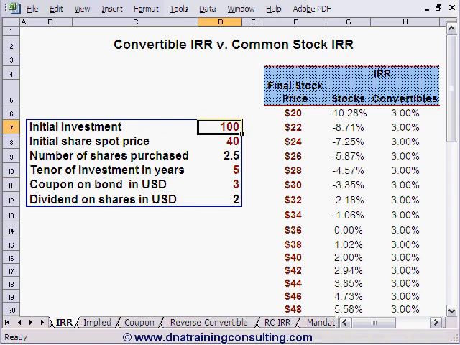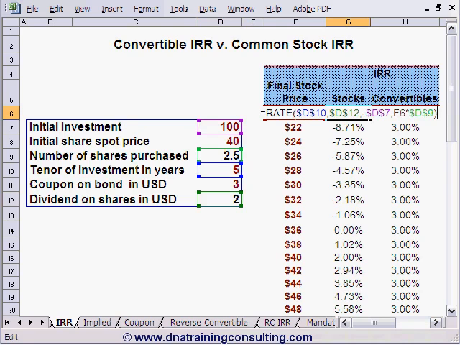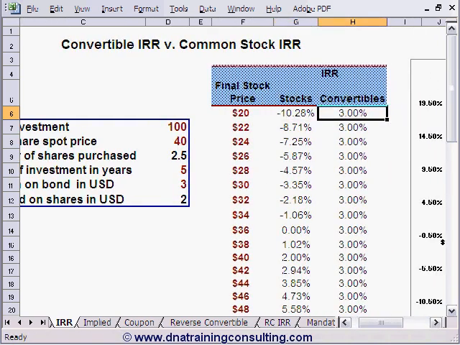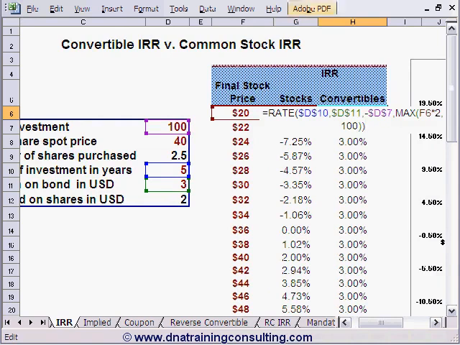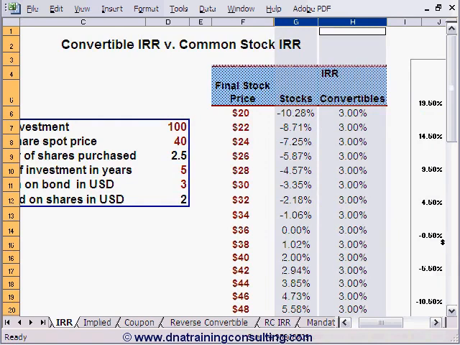Just before we continue, we note that a $100 initial investment would enable the investor to purchase on day one 2.5 shares of common if the spot price is 40 as indicated here, and that the dividend received annually in cash flow terms would be $0.8 per share, or $2 in total on these 2.5 shares. Now the Excel function rate, for example in this cell here, will be used to derive for each final price scenario the IRR for both the common stock and for the convertible investment, shown in these two columns, G and H, all the way down.